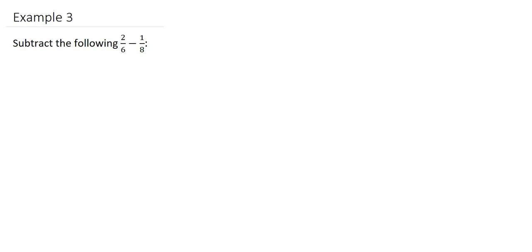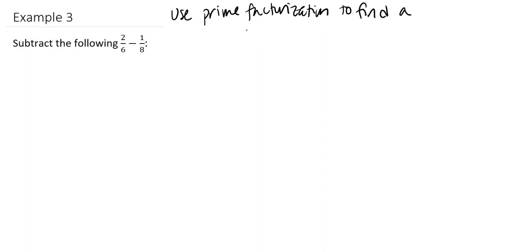Example 3, subtract the following. 2/6 minus 1/8. For this, we're going to use prime factorization. In the last video, we did it by finding the least common multiple shared between the two denominators. This time we're going to use prime factorization to get to a common denominator. Both work, but we're going to use it this way to see how this works a little bit more clearly. So use prime factorization to find a common denominator.